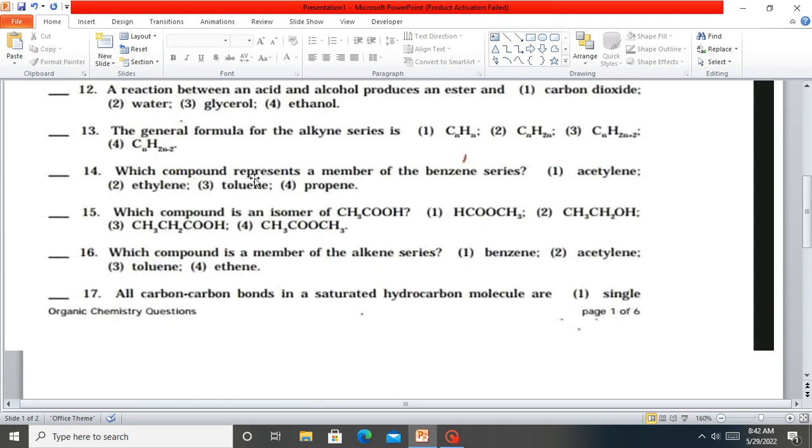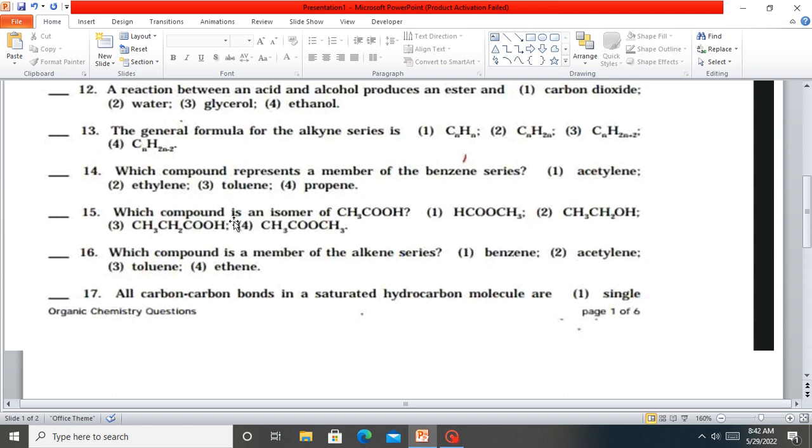Which compound represents a member of the benzene series? So which of these has a benzene derivative in them? Is it acetylene, ethylene, toluene, or propane? Well, the answer is C, or the third one. Toluene has a benzene in it. Benzene bonded to a methyl group is called a toluene.